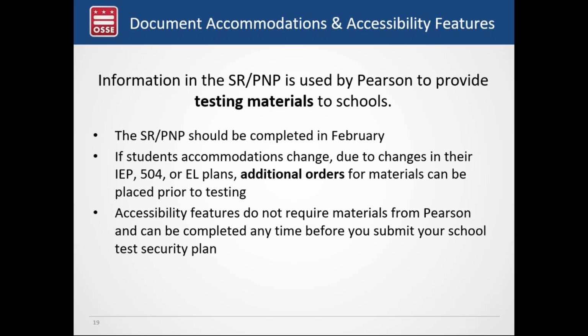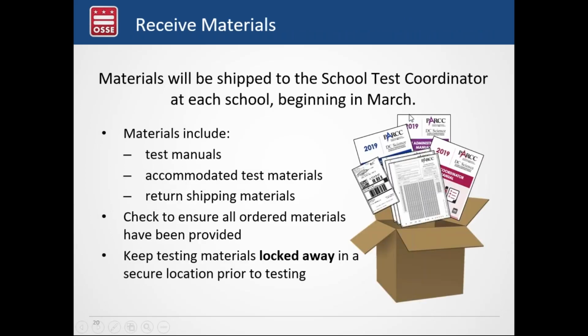And accessibility features do not require materials. So if you have updates and changes to accessibility features between the time the plan is due in February and the time you submit your school test security plan, that's all very flexible. We want to make sure that those are documented before students start testing and before your test security plan is submitted, so we can see what's in the system. But there are no additional orders needed for accessibility features.